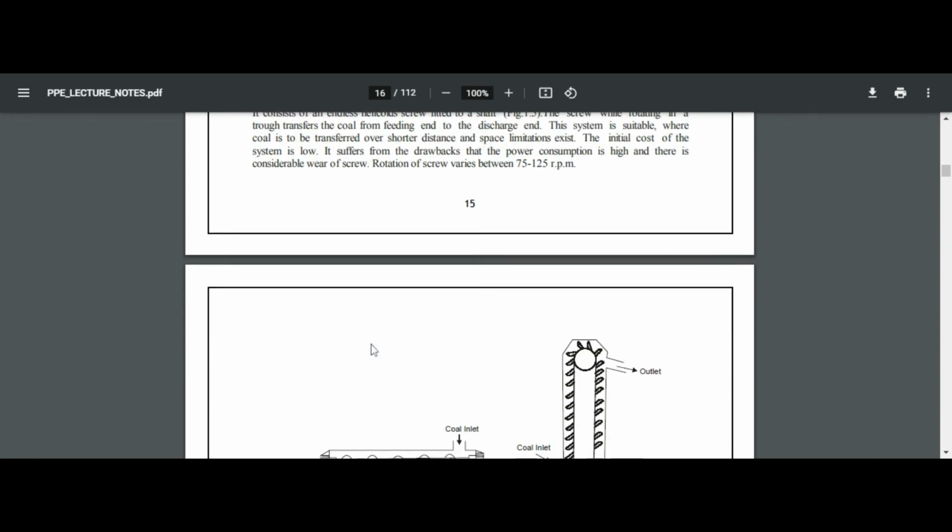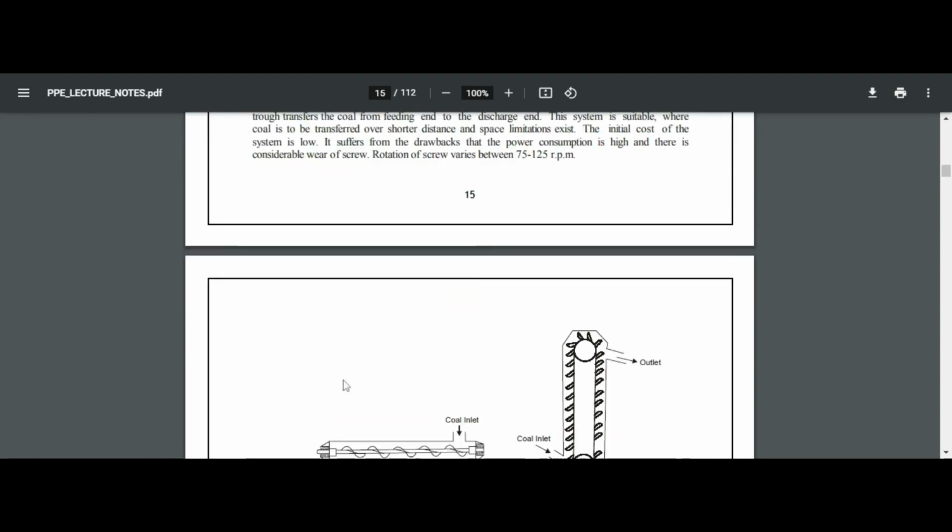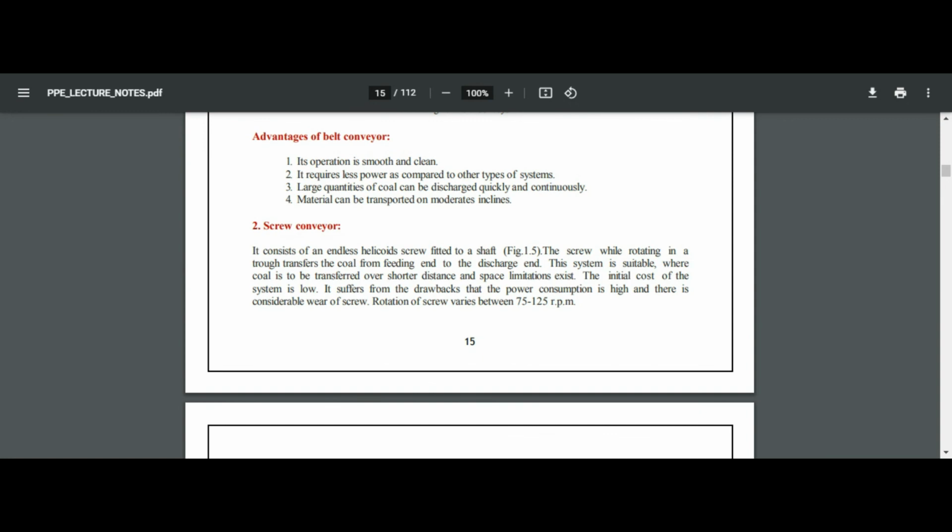Next is the screw conveyor. The screw conveyor is in the shape of a screw. The screw has a groove and a coal inlet. Through the coal inlet, the coal is fed into the conveyor and the screw rotates. Due to the rotation of the screw, the coal moves from inlet to outlet. It consists of an endless helicoid screw fitted to a shaft. The screw, while rotating in a trough, transfers the coal from the feeding end to the discharge end.